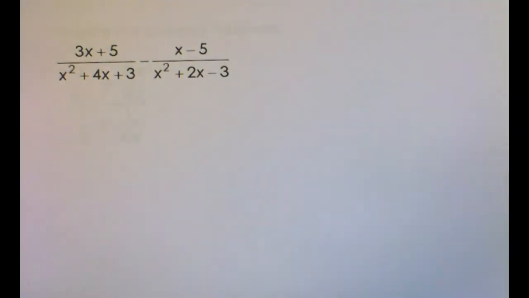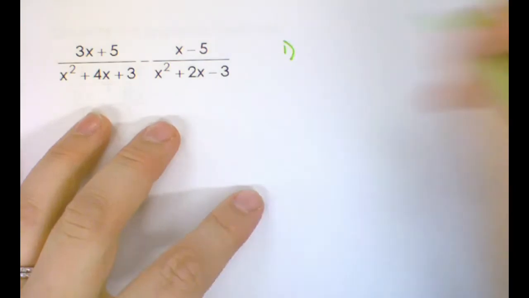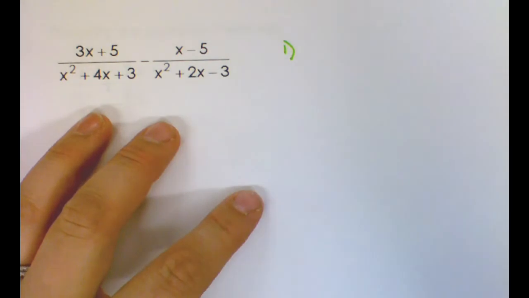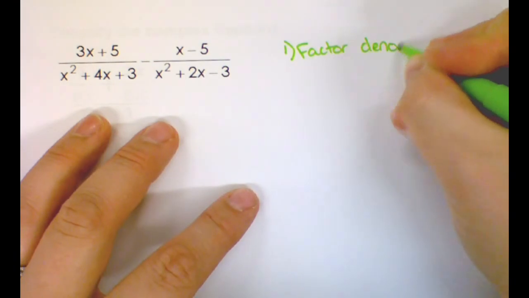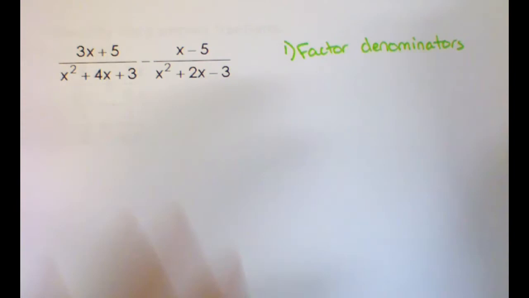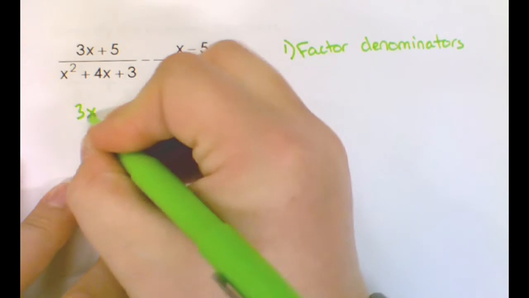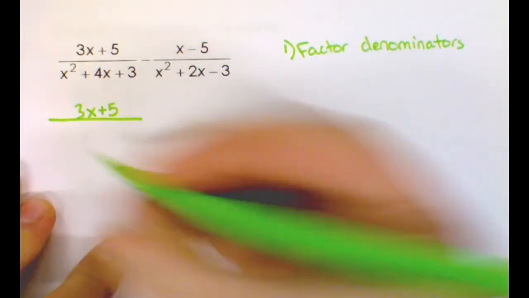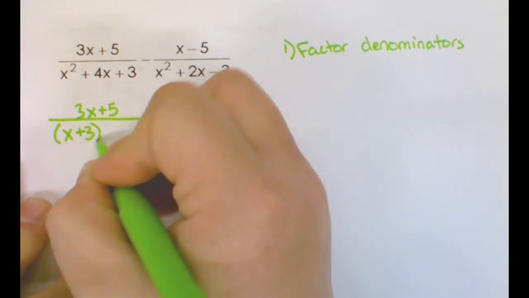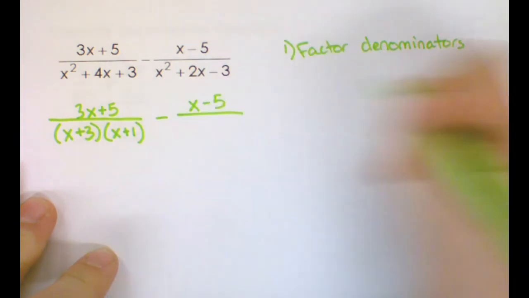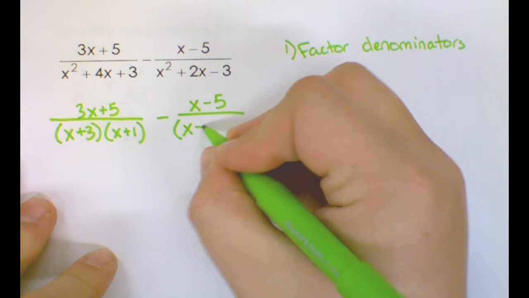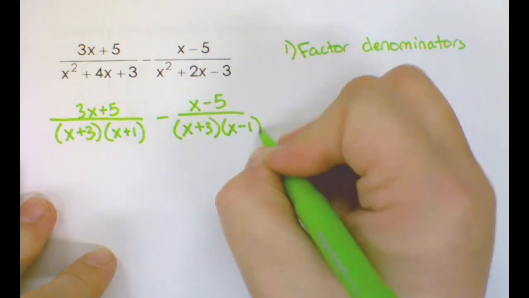All right, polynomials make it a tiny bit more complex. Step 1. We still need a common denominator. But to do that, we are going to factor only the denominators. You can factor the numerators, but it makes your life harder. So leave my numerators, factor the denominator. That one becomes (x plus 3)(x plus 1) minus, leave the numerator, factor the denominator. I have (x plus 3)(x minus 1).